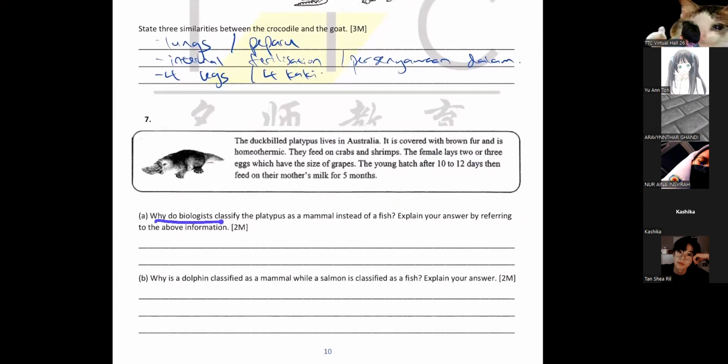So why do biologists classify the platypus as a mammal instead of a fish? Explain your answer. Okay, because they suckle their young, they feed their young. Okay, suckle, that would be the correct word. Okay, they suckle their young. Okay, menyusukan anak. So they feed them milk.